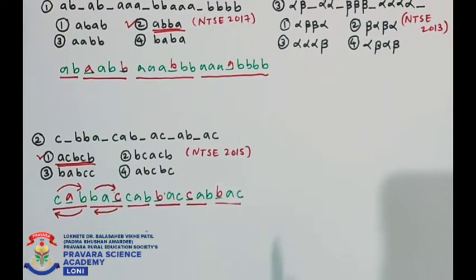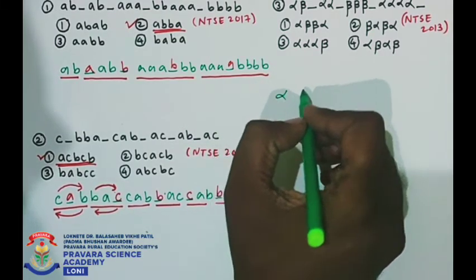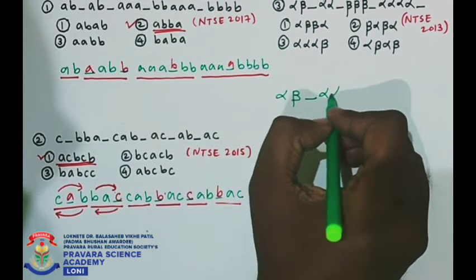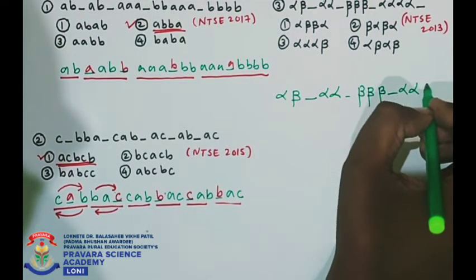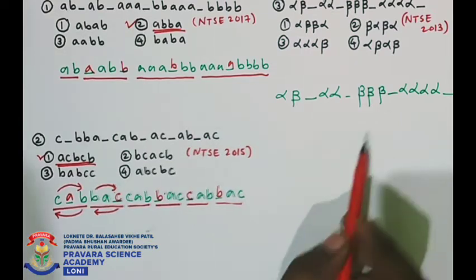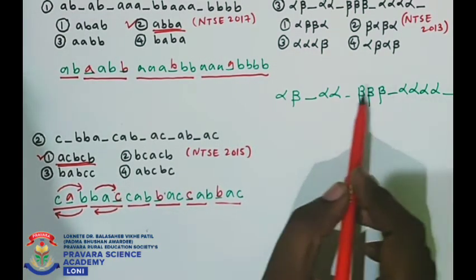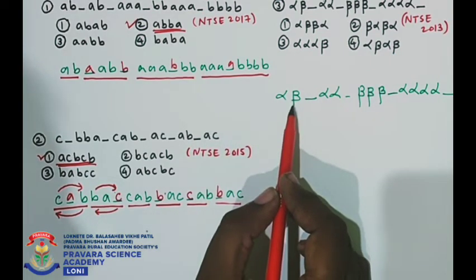In the third question, instead of A and B, alpha and beta are given. So again I will write this: alpha beta blank space alpha alpha blank space beta beta beta blank space alpha alpha alpha alpha and blank space. Now here there are some repetitions. Just try to find out what may be the logic used here. You can see here alpha is coming 4 times, here beta is coming 3 times, here alpha is 2 times, and here beta is 1 time.